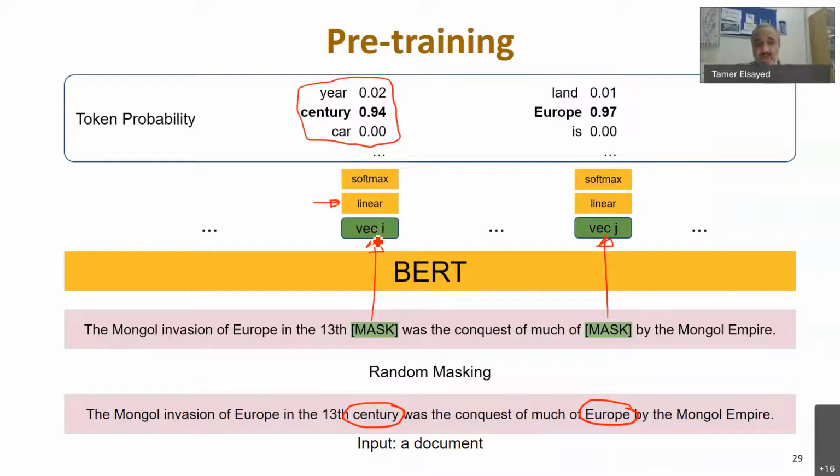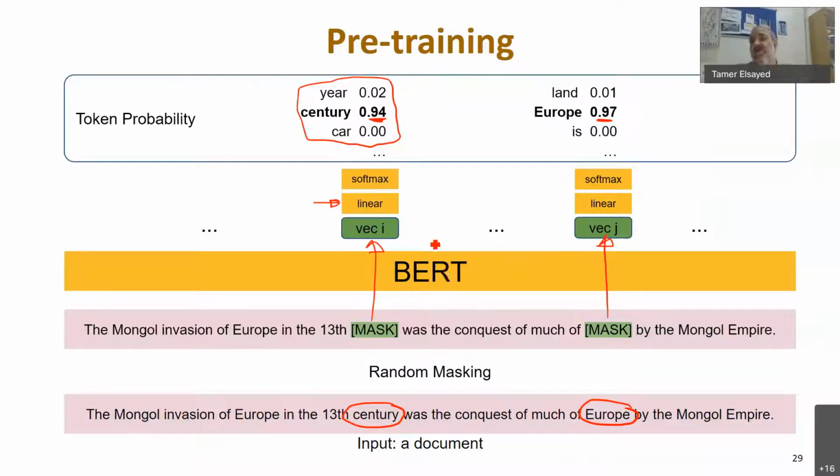So you see that essentially the model has now learned in a correct way. Here the word century has the highest probability, so that means this prediction is correct. Here also Europe has the highest one, so that's correct. If it's not correct, of course, we'll go back and update the model accordingly using backpropagation. So this is how pre-training is done.